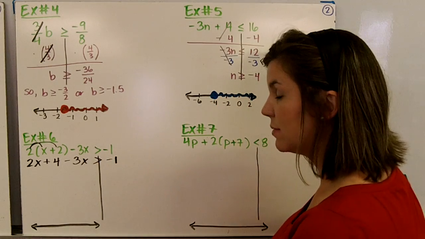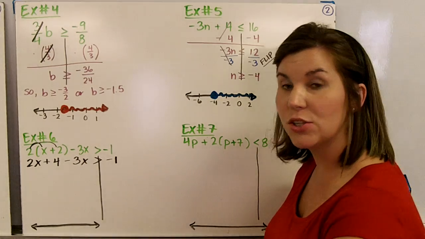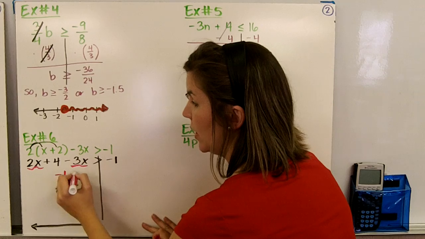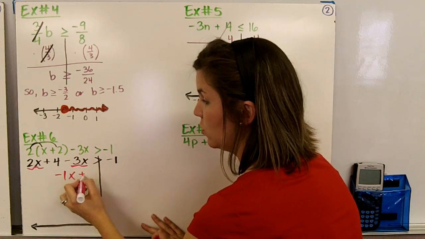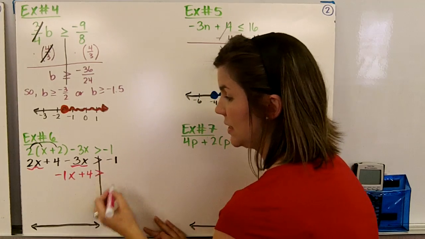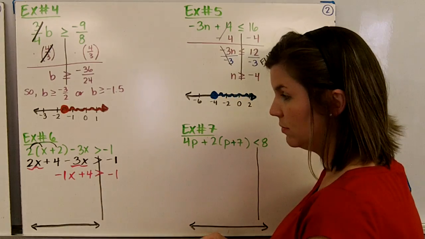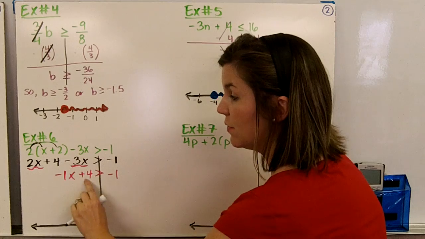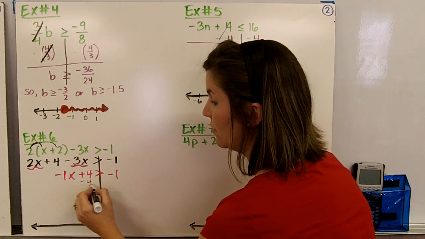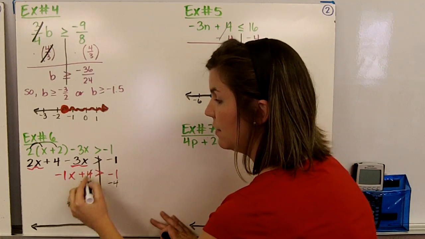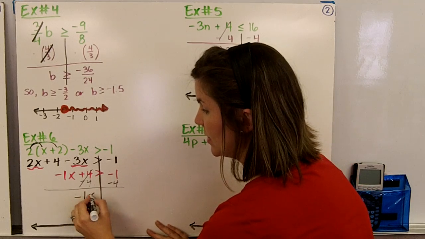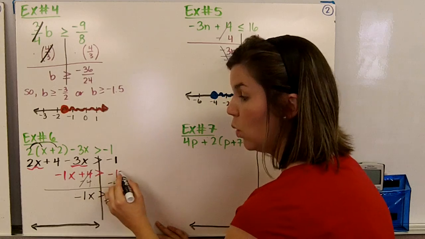Combine like terms. 2x minus 3x is negative 1x. Carry down the plus 4. The inequality sign has not changed. Carry it down. And now I want to get x by itself. So I need to get rid of the plus 4, so I'm going to subtract 4 from both sides. These 4's will cancel. Negative 1x is greater than 1.